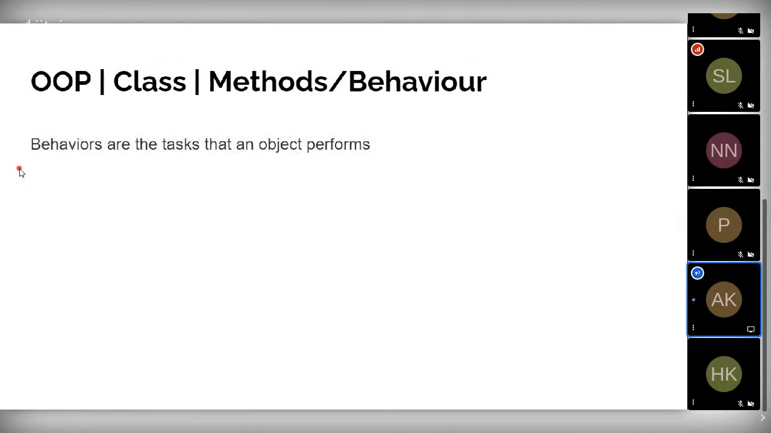First, simply understand that behaviors are the tasks that an object performs. So if we have a rectangle object, which tasks can be performed by it? Area of the rectangle. Yes, the first task can be the area of the rectangle. The second task can be the perimeter of the rectangle. So these are two basic tasks that can be attached to the rectangle.